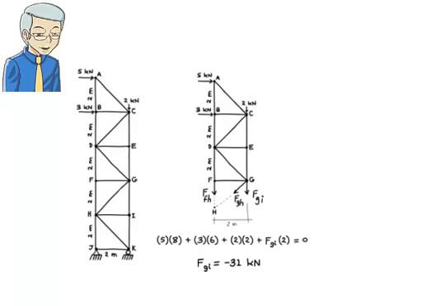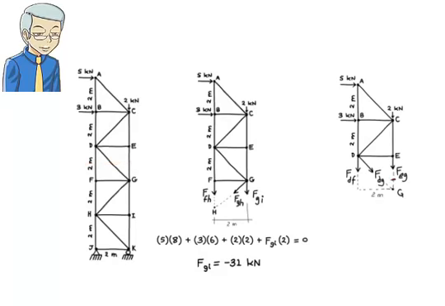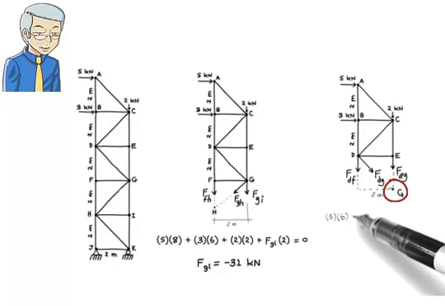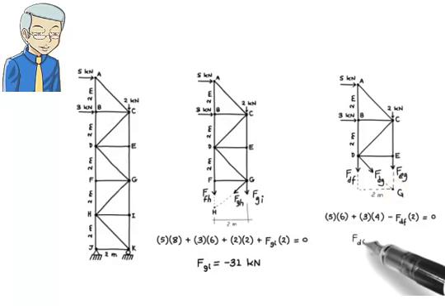Finally, to find FDF, cut the truss like this. Here is the free body diagram for the top part. The moment equilibrium equation taken about point G is 5 times 6 plus 3 times 4 minus FDF times 2 equals 0. Solving the equation for the unknown, we get FDF equals 21 kilonewtons. That is, member DF carries a tensile force of 21 kilonewtons.